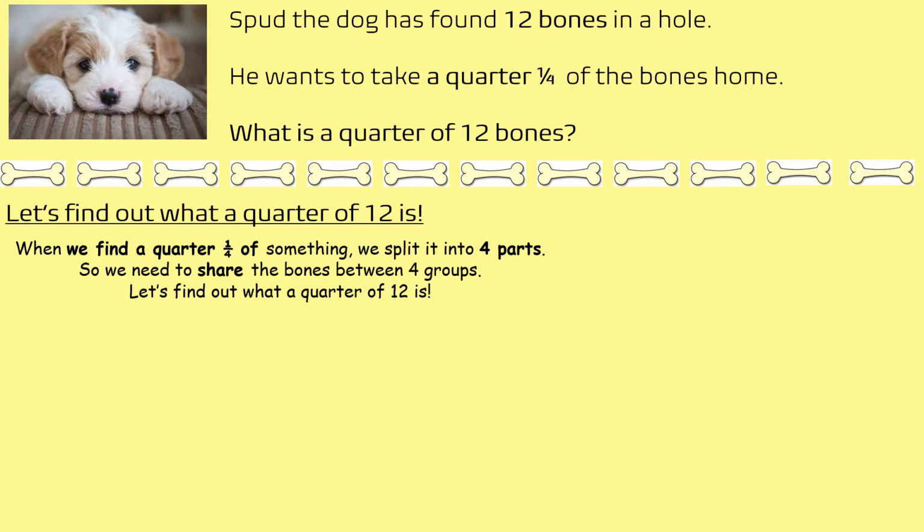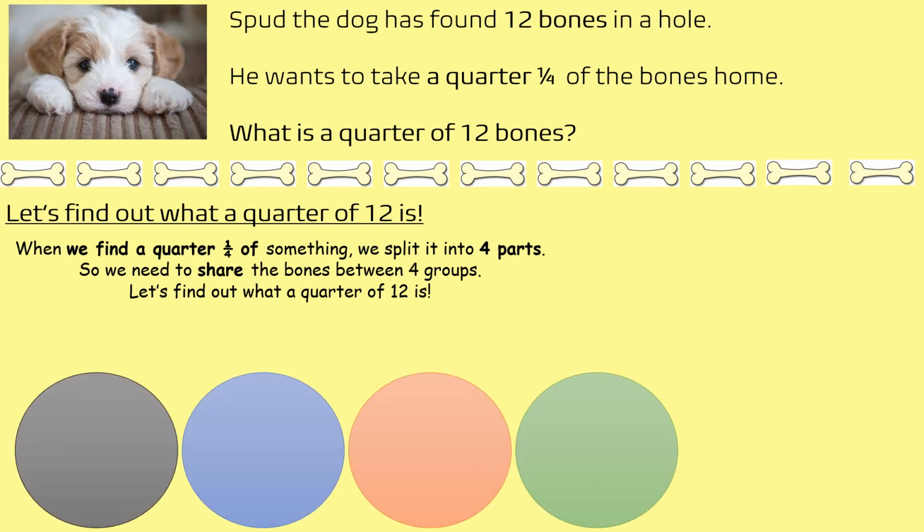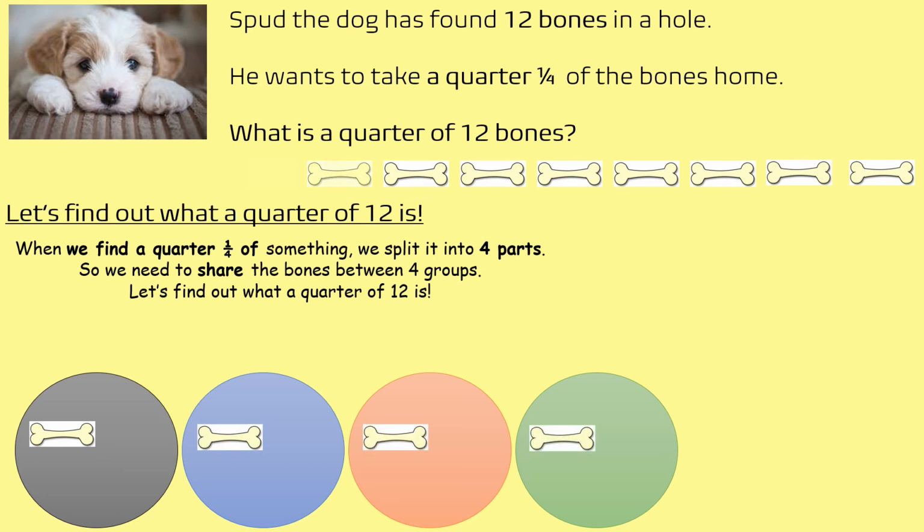So what we need to do first is share the bones between 4 groups. Let's do that, children. Here are my 4 plates. Let's start sharing the bones into the 4 plates. We're going to split the bones into quarters. So 1 bone will go here. Here we go. Watch how I'm sharing the bones out fairly and equally.